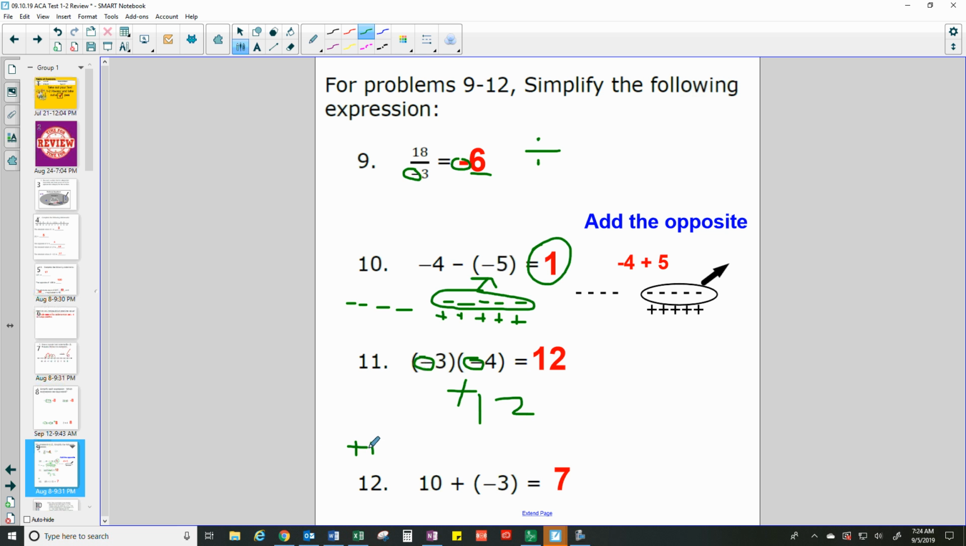And then you're going to add 3 negatives to the picture. Do I have more positive or more negative? Positive. How many more positives do I have? Well, all this cancels out, so I must have 7 more positive.